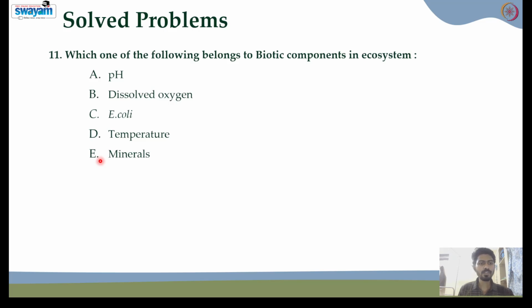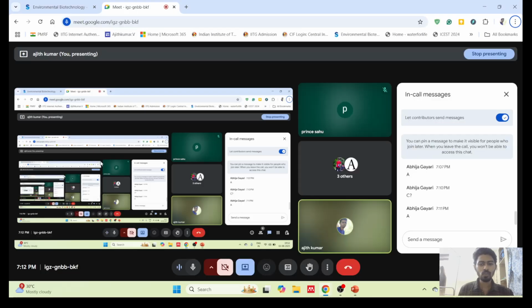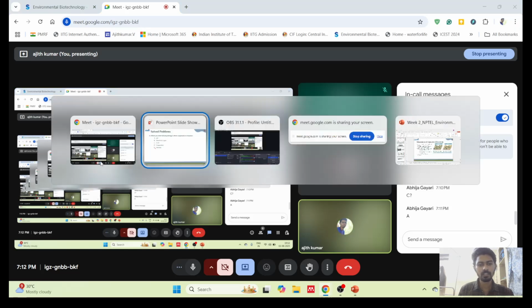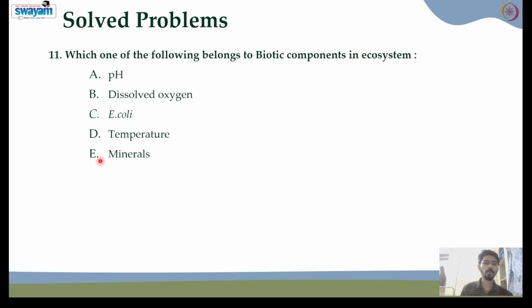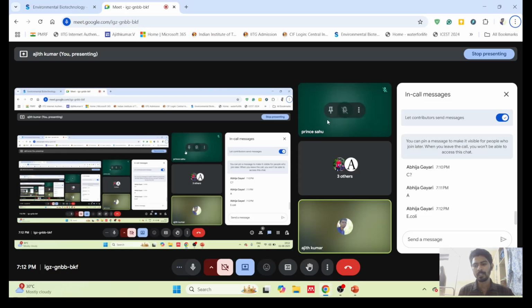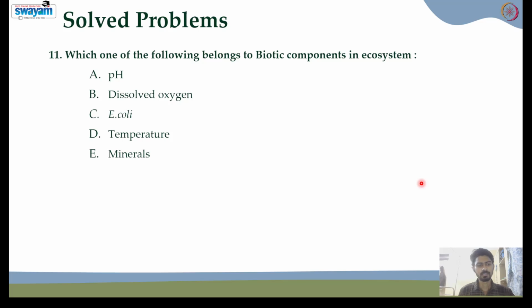So the next MCQ: which one of the following belongs to the biotic component in an ecosystem? Whether it is pH, dissolved oxygen, E. coli, temperature, or minerals. Which one of the following belongs to biotic components? Any answer? E. coli. We will see the answer. Yes, it is E. coli.